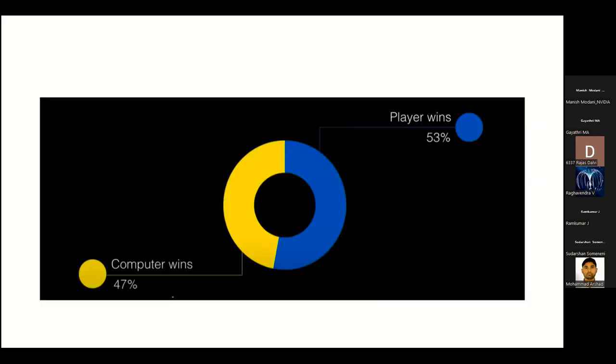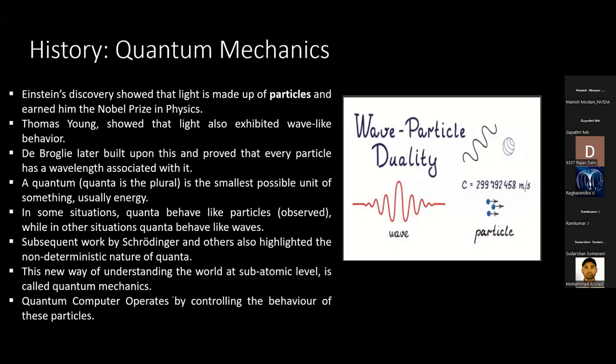So traditionally, if we play, ideally, it's a 50-50% chance of who will win. Here, we are showing 53 versus 47 because of some software issues. But ideally, both have equal probability to win, and anyone can win, right? But let's see what happens with quantum computing and how things change when we play the same game using quantum computing.